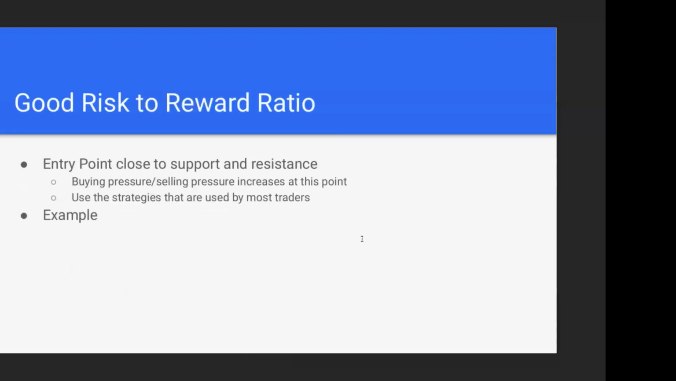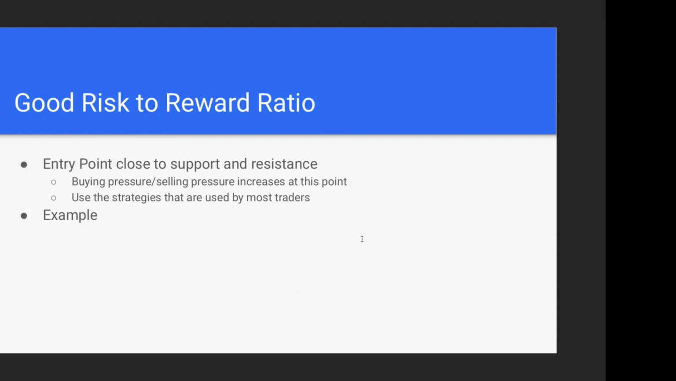So, a good risk to reward ratio. As I mentioned, the entry point should be close to support and resistance. If you're buying, I would highly recommend you be close to the support, because that's where the buying pressure increases, and you will get a quick reward for your effort. Also, if it goes against you, you can always sell it at that point. Similarly with selling, it works the opposite way.